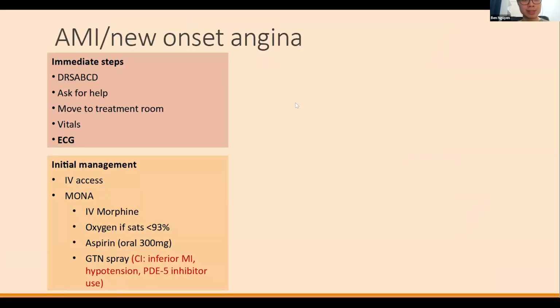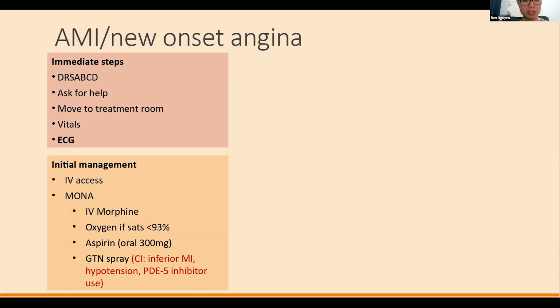So in terms of AMI, the immediate steps are the same as what we talked about before, but obviously the main investigation that we want to do is an ECG. Most GPs will have an ECG machine, hopefully. In terms of initial management, the MONA we talked about, again, if you can't get IV access in, that's all right. Some GPs might have IM morphine available, or hopefully just give them some oral analgesia. Oxygen if sats are low, and aspirin as well.